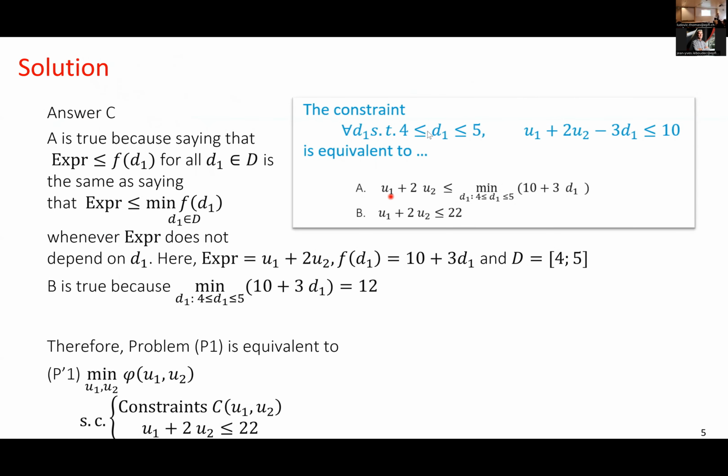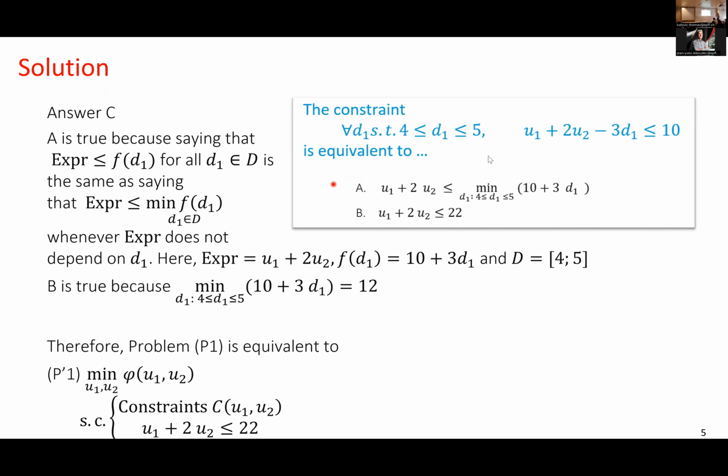I need a small elementary algebra by saying I separate the U and the D, and saying that this inequality is true is the same as saying U1 plus 2U2 is less than or equal to 10 plus 3D1. And then the first observation we do, which is at the heart of all robust optimization, one of the basic observations is saying that an expression is less than f of D1 for all values of D1 that satisfy some constraint here, is the same as saying that this expression is less than the minimum. If you're less than all the values in a set, that's exactly equivalent to saying you're less than the smallest value of the set. Right.